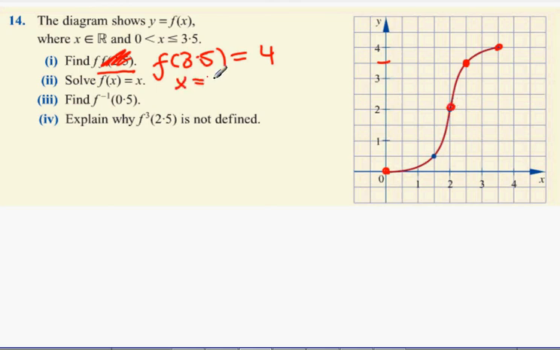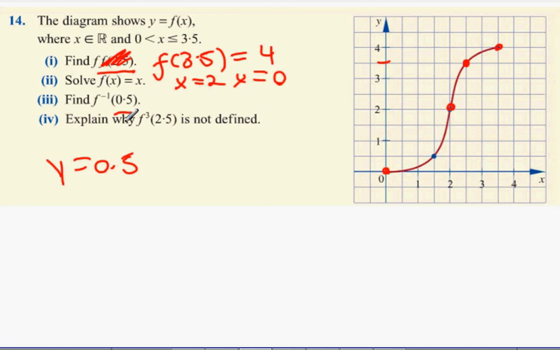2, 2, 2. X equals 2 or x equals 0. Find f inverse of 0.5. Okay? This means find out what happens when the y value is 0.5. Because remember, f inverse is the reverse of the function.